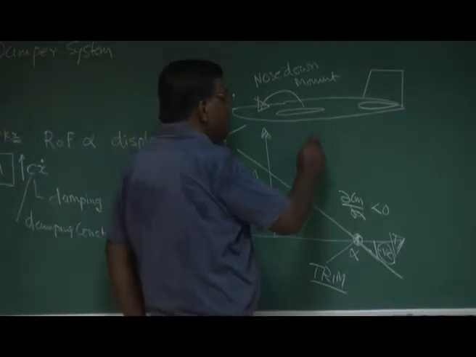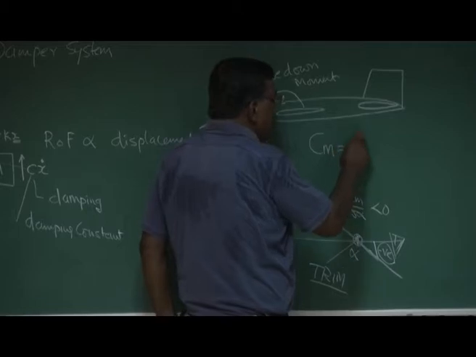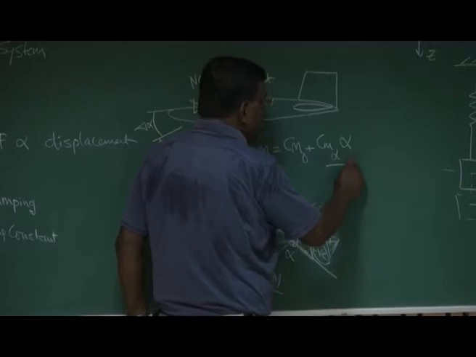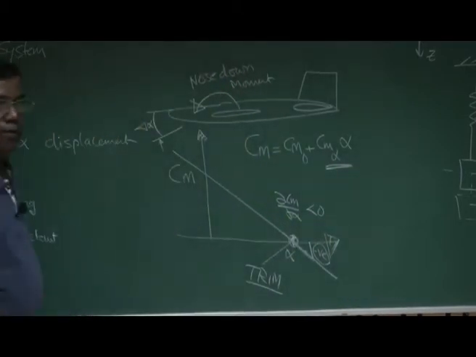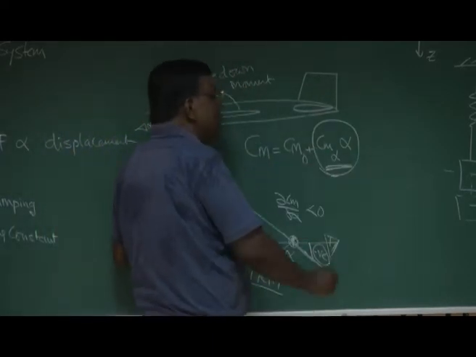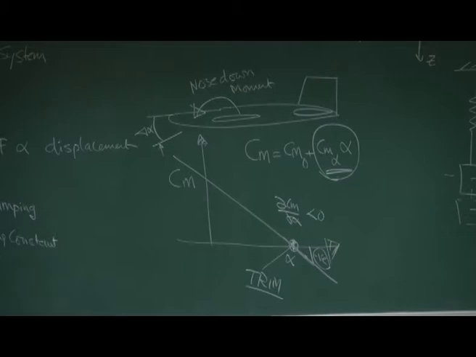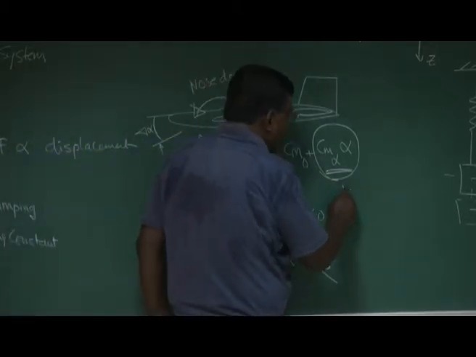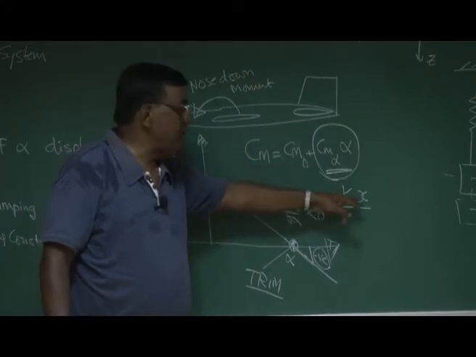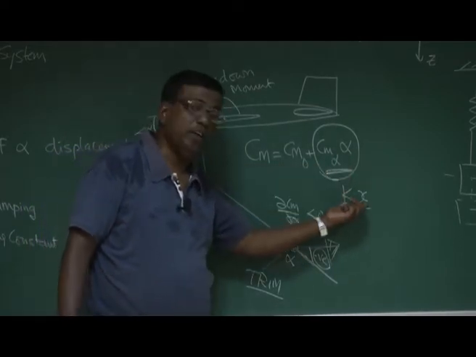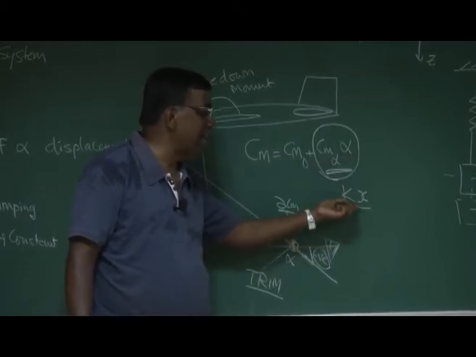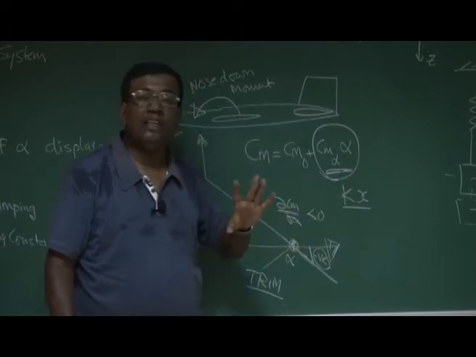Meaning here is, please understand, when I write Cm as Cm naught plus Cm alpha into alpha, remember that is dCm by d alpha into alpha. So if this is negative, this contribution is a restoring moment, like you have for a spring case, k into x, the restoring force. You see, alpha is the displacement, x was displacement. So the restoring force for a spring, here restoring moment for the airplane. So this is Cm alpha into alpha or k into x, they are analogous. They are like a spring action.